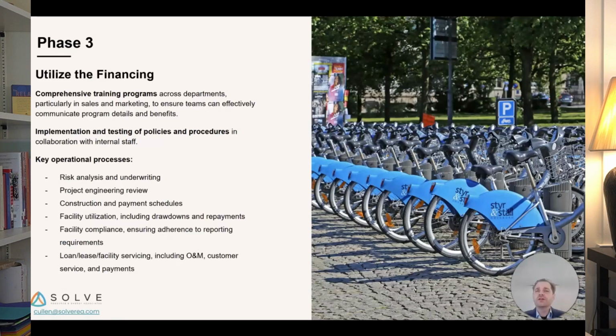Who will handle each of those steps? Who will handle facility compliance to assure that reporting and covenant compliance is in place? And who's handling the servicing of the loans and the leases? Who's handling operations and maintenance, repairs, customer service? Who handles any outbound payments or inbound payments? All of these things not only need to be determined, but put into practice. And that's all part of phase 3.